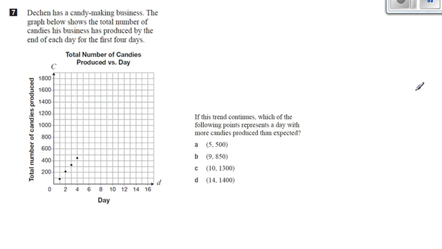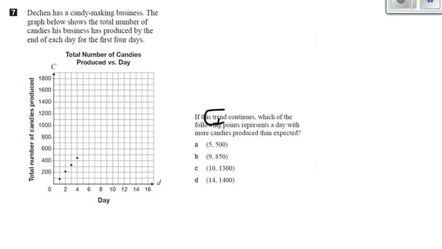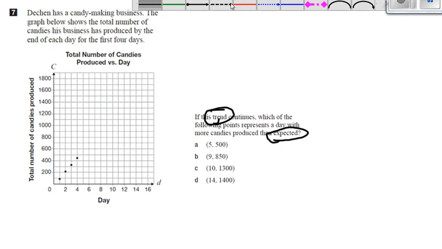Okay, next question. Deacon has a candy making business. The graph below shows the total number of candies his business has produced by the end of the first 4 days. So it clearly looks like a linear relationship. If this trend continues, which of the following points represents a day with more candies produced than expected? So both the word trend and the word expected suggest that we're looking for a pattern in our scatter plot. And a pattern means make a line of best fit.